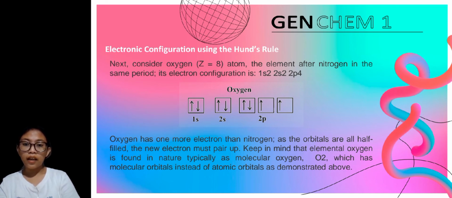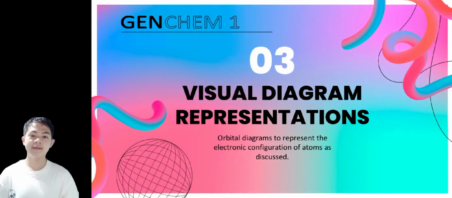Keep in mind that elemental oxygen is found in nature typically as molecular oxygen, or O2, which has molecular orbitals instead of atomic orbitals as demonstrated above. To discuss and write the molecular diagram, here is Mr. Beson. To represent the electronic configuration of atoms, orbital diagrams are used.